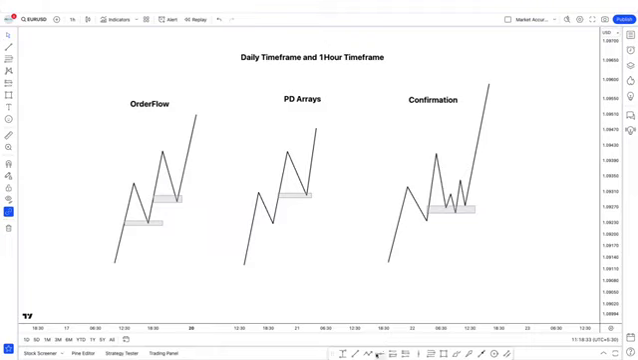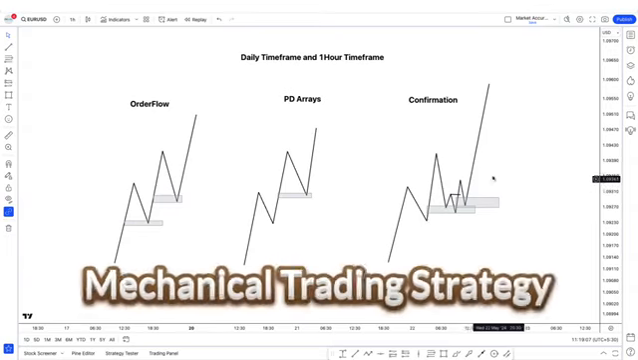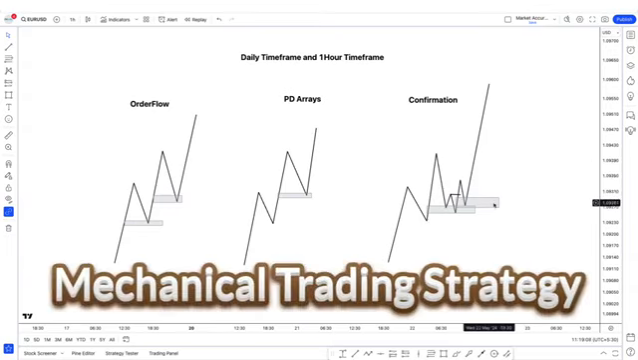Now price creates a lower low, lower high, lower low. And right here, once we get a market structure shift, you want to take your entry from the 1 hour order block. That could be somewhere around here. You could go for 1 to 2 or 1 to 3. Simple as that. Guys, this is a mechanical trading strategy.